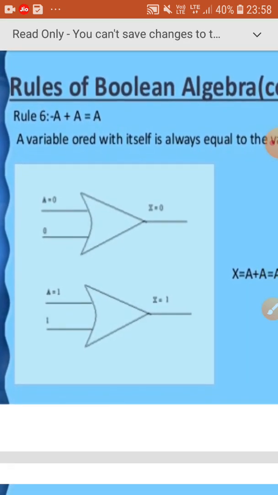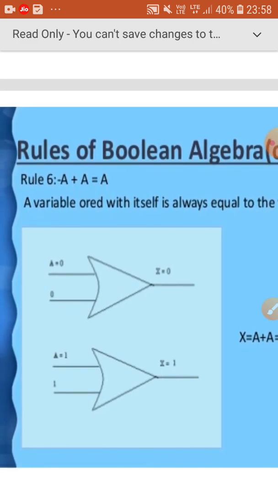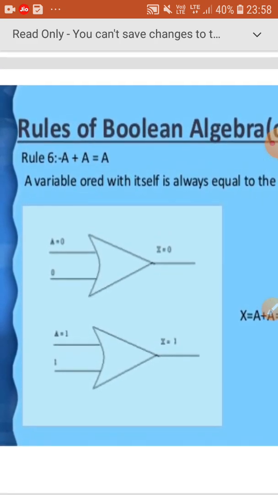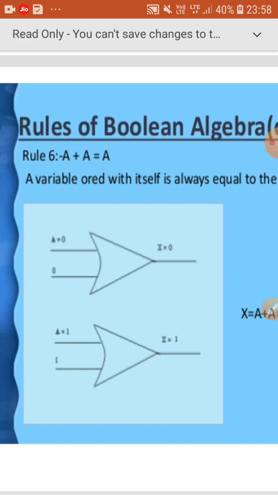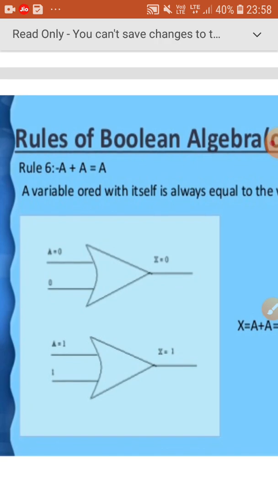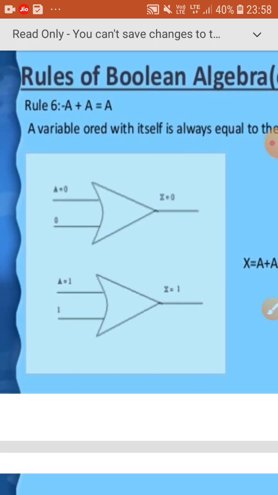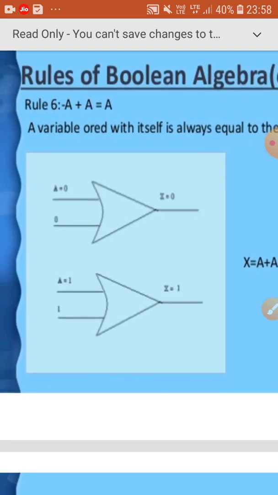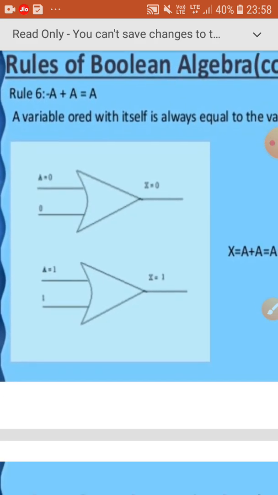So when you apply 0 to the input A, you will get the same 0 at the output. If you apply 1 to the input, the same 1 will be available at the output. So the value of A is reflected on the output. So A plus A is equal to A. When you apply 0, you will get 0. When you apply 1, you will get 1. So A plus A is equal to A. Plus means logical OR.